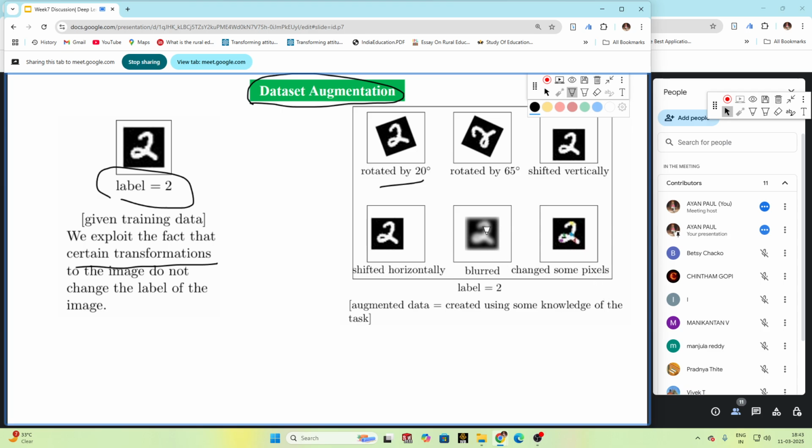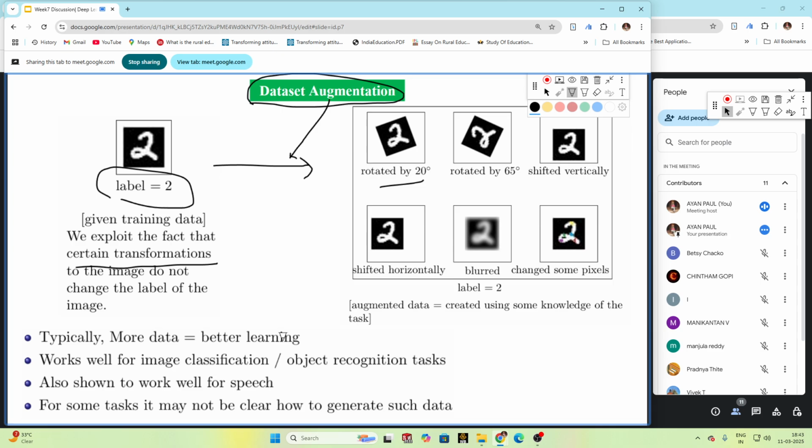Then I have just blurred the image. Earlier we had a clear image, but we blurred it. Still 2 is visible, so our label has not changed. And then we can change some pixels, that means we can add some color, etc. All these operations together are known as augmentation. So we are exploiting the fact that even if we are doing the augmentation, the label of the image does not change. So why are we doing this?